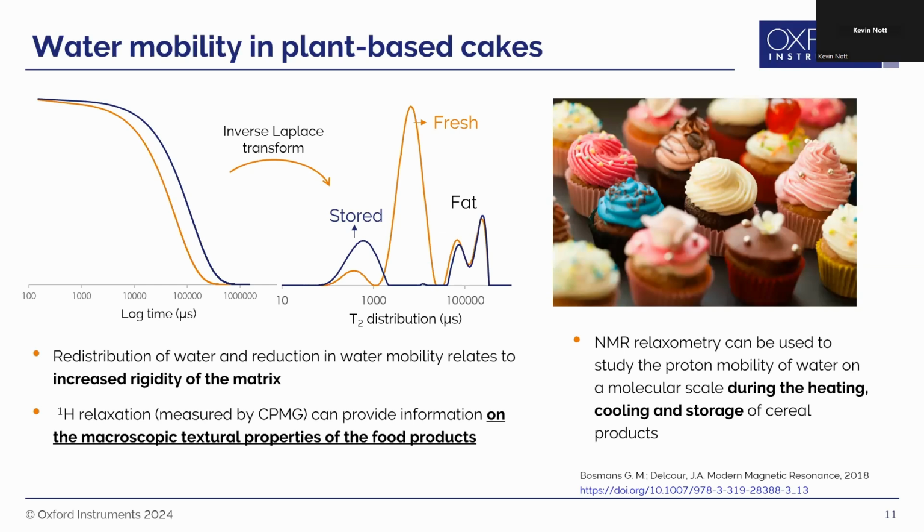replacer. T2 relaxometry not only visualizes water and fat content, but also their environment, which relates to the mobility. Probably not unsurprisingly, the fat populations, which you can see here, remain fairly constant through storage. However, inevitably, the water T2 relaxation decreases as the cake stales over time. The same measurements can also be used to investigate heating and cooling processes in this and other food products.